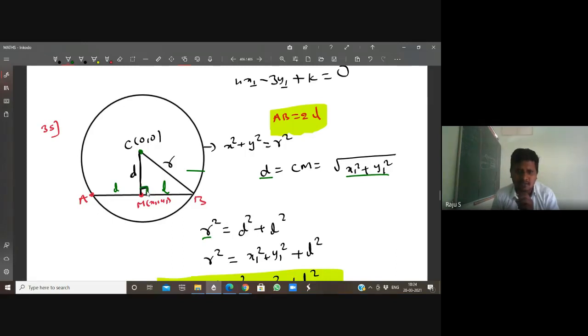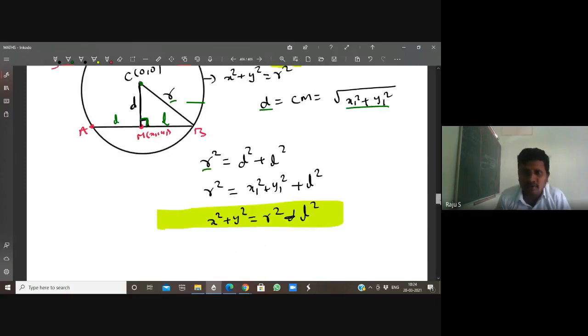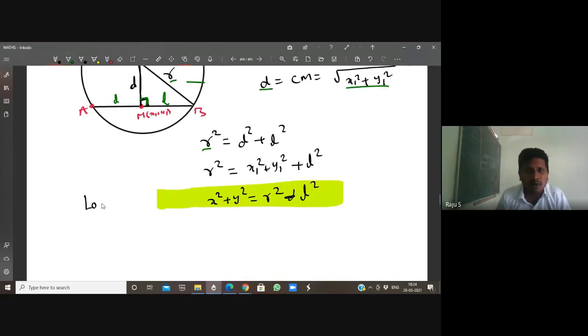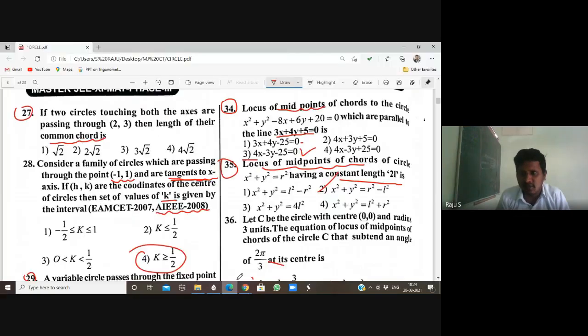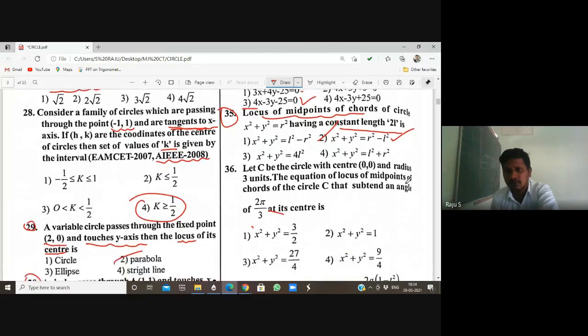After getting d, keep r as it is and use the Pythagoras theorem. The hypotenuse square is equal to the sum of the squares of the other two sides. So r square is equal to d square plus L square. What is the d value? Root over x1 square plus y1 square. Squaring on both sides, you will get this. At last you have to write the locus of (x1, y1), replacing x1 by x and y1 by y. We get the equation. Is this clear? Yes, sir.